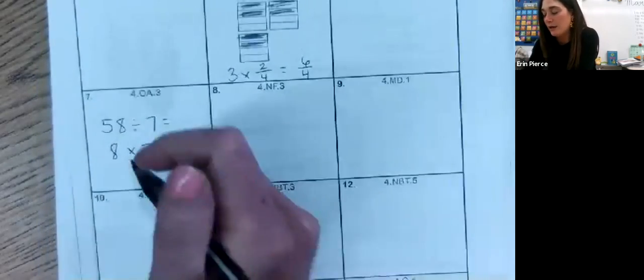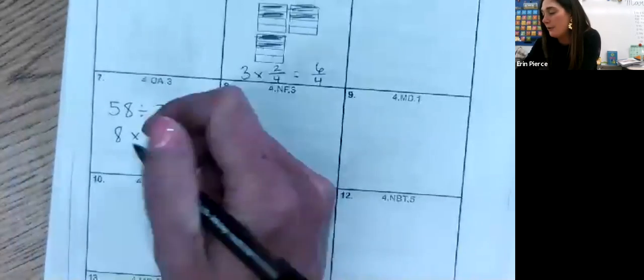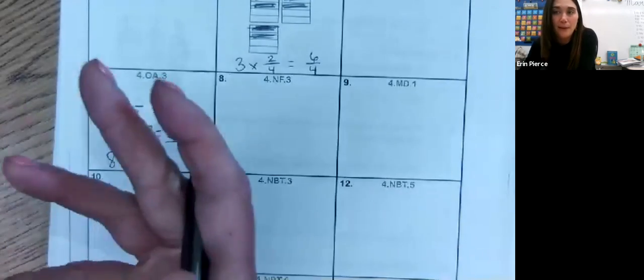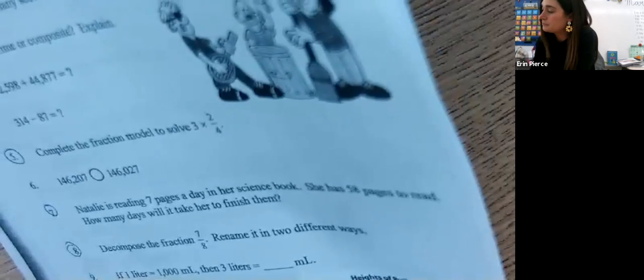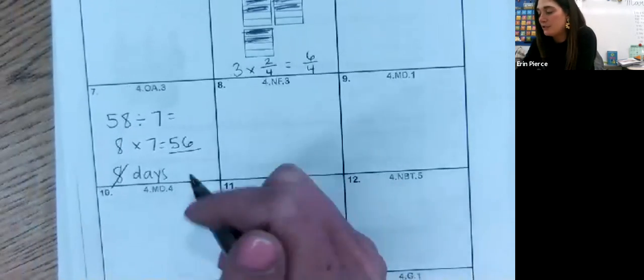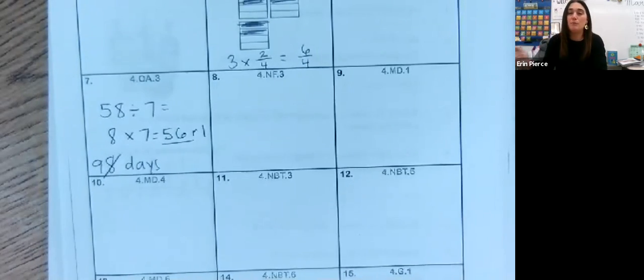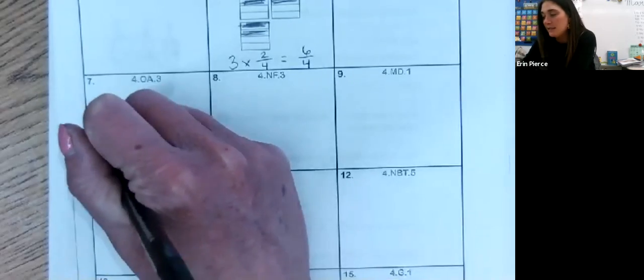So it would take her 8 days to read her science book. So on my square, I would put 8 days. She still has one more page in there. So actually, I'm going to cross off 8 because she actually would have to do 9 days, since she has a remainder of 1, and maybe she's saying I absolutely will not read more than 7 pages a day, it'll take her actually 9 days. So I apologize.